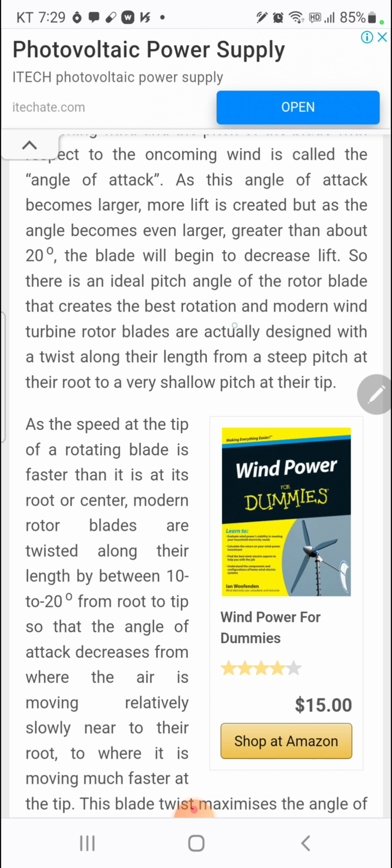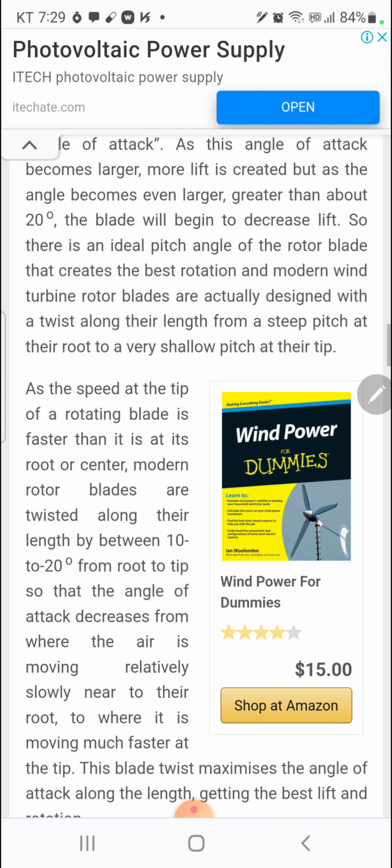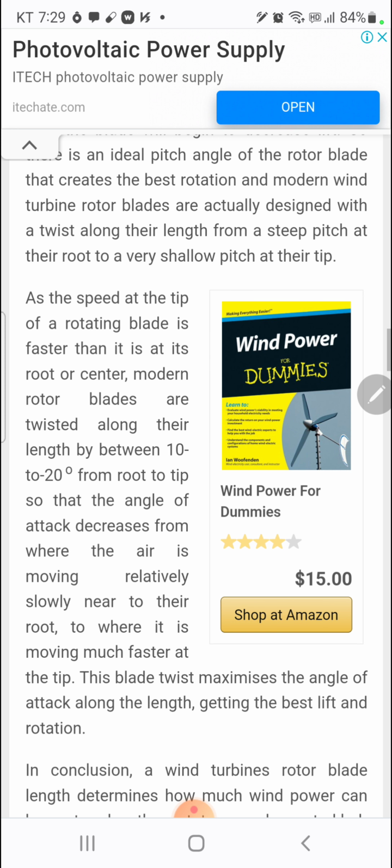So there is an ideal pitch angle of the rotor blade that creates the best rotation, and modern wind turbine rotor blades are actually designed with a twist along their length, from a steep pitch at their root to a very shallow pitch at their tip.